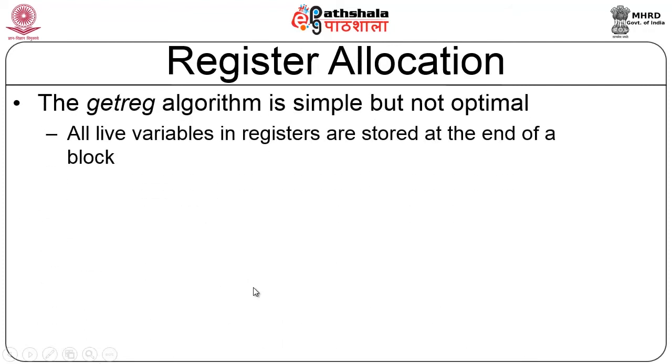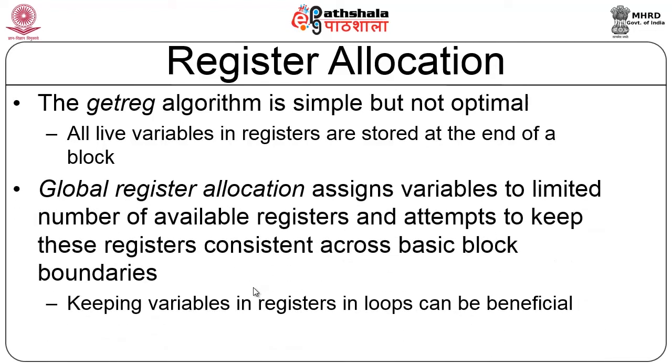Now the simple code generator algorithm is based on the get register algorithm. The get register algorithm is simple, but it is not optimal. But again, the register allocation problem itself is an NP complete problem. All the live variables and registers are stored at the end of the block. And global register allocation assigns variables to a limited number of registers and attempts to keep these registers consistent across basic block boundaries. Keeping variables in registers in loops can be beneficial.